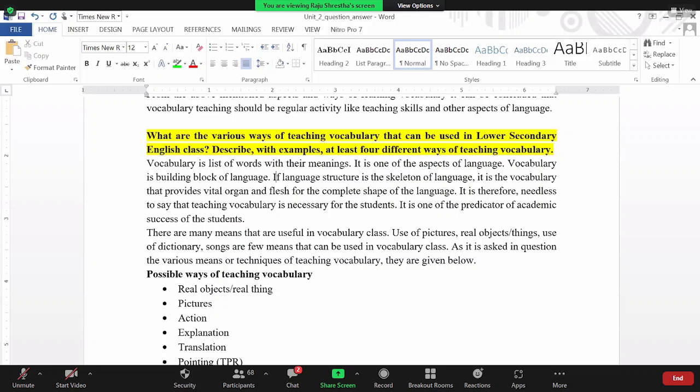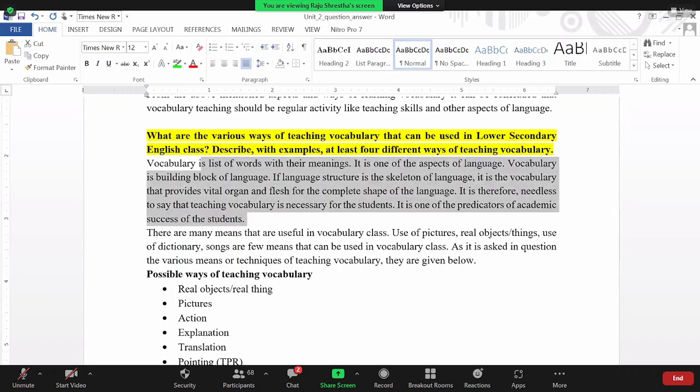If language structure is the skeleton of language, it is the vocabulary that provides vital organ and flesh for the complete shape of language. It is therefore needless to say that teaching vocabulary is necessary for the students. It is one of the predictors of academic success of the students. This is the introduction part of vocabulary.